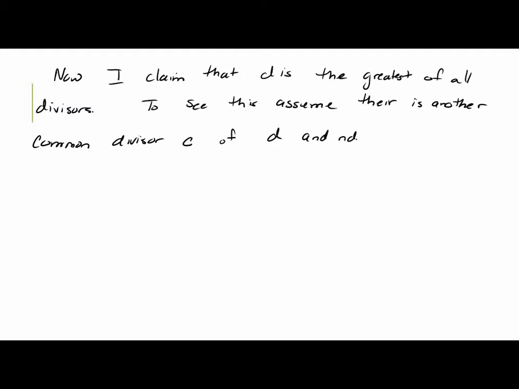So the reader's walking with me. They're like, okay, they got checkbox 1. And now the reader has attention problems, they're off in some other land. So bring them back. Now we're going to claim that D is the greatest of all divisors. Everybody's got their style, that was how I decided to write it. I'm going to show it's the biggest one. To see this, assume that there's another common divisor.